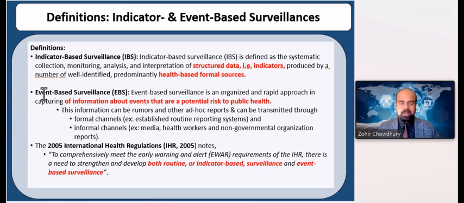On the other hand, event-based surveillance is an organized and rapid approach in capturing information about events that are potential risk to public health. This information can be rumors and other ad hoc reports and can be transmitted through formal channels as well as informal channels. The formal channels are typically the established routine reporting systems, and this is where some of the overlap happens with indicator-based surveillance. And the informal channels are the media, internet, community workers, non-government organization reports, and other website-related information that is available for gathering information.